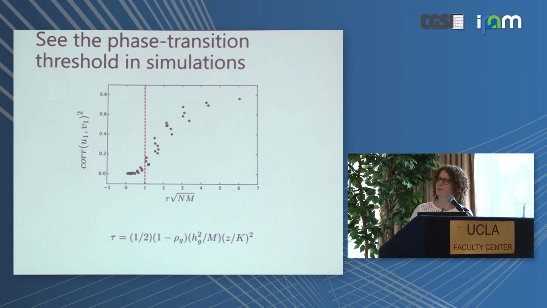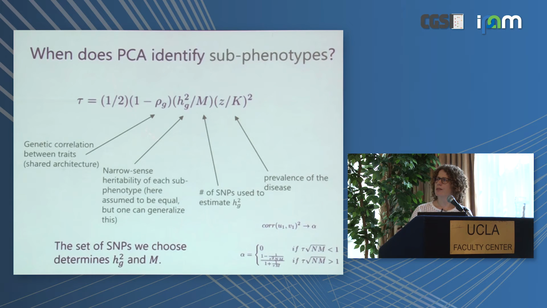And I should say that what's nice about this is, this is a little bit too idealized and conceptual. I should also say that this assumes right now that the heritability is the same between each of the subphenotypes. You can generalize this, but nevertheless, this isn't exactly where we want to end up.